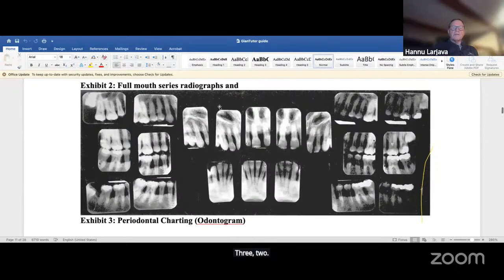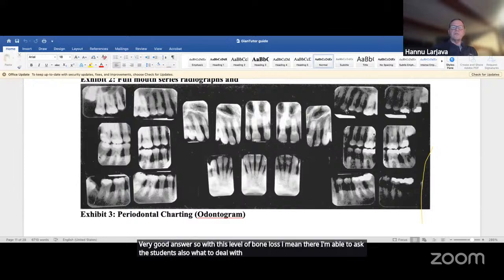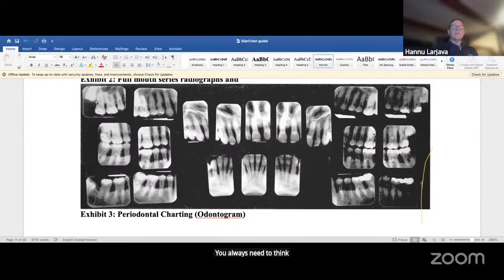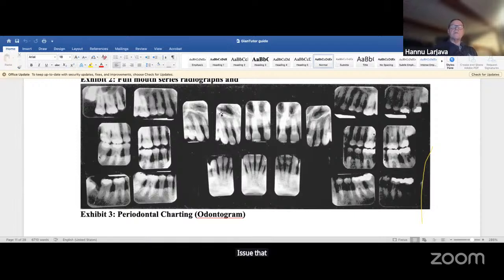Very good answer. With this level of bone loss, we will ask the students what to do with the wisdom teeth and all the rest of it, and if they are in the area of the surgery, how to handle them. That's something you always need to think about. If you do surgery here and you are planning to extract any teeth, and the tooth has gone underneath the bone, then you don't really have to worry about the wisdom teeth. But if there's a connecting pocket, then that becomes more of an issue that you need to consider. So that's what we're going to emphasize.